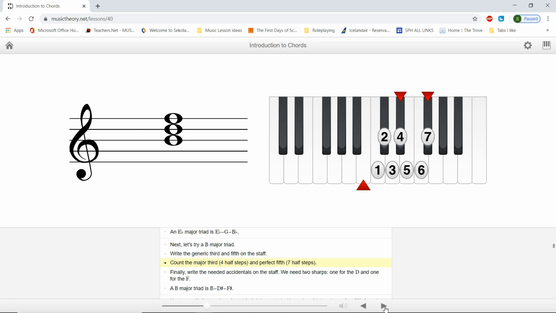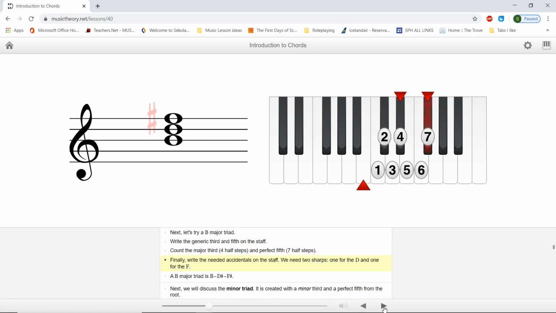So we know that both our third and our fifth are on black keys, which means they need to have an accidental. And since we are working in a key that has sharps, we're going to go ahead and put sharps into there rather than flats. So now our B major triad is going to be B, D sharp, and F sharp.